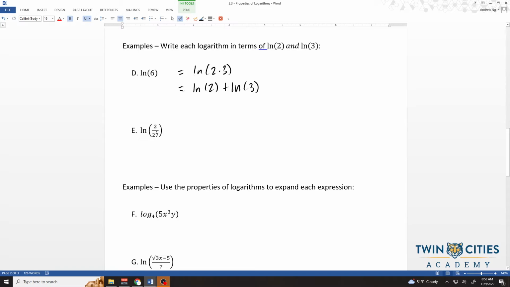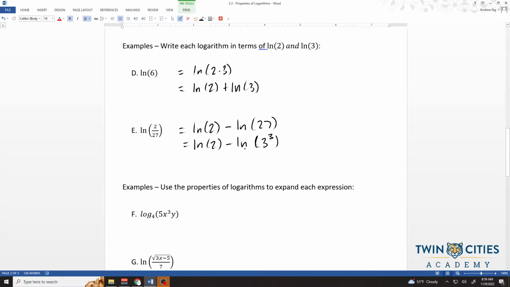Okay, what about down here? The natural log of 2 over 27. So this is the same as the natural log of 2. And since I'm dividing, I'm going to subtract the natural log of 27. And I could actually go further than this because I want everything in terms of natural logs of 2 and natural log of 3. What is 27? 27 is actually 3 to the third power. So this is the natural log of 2 minus the natural log of 3 to the third power.